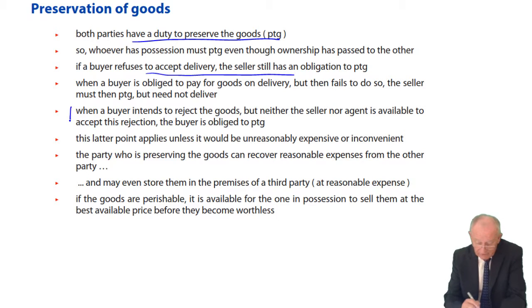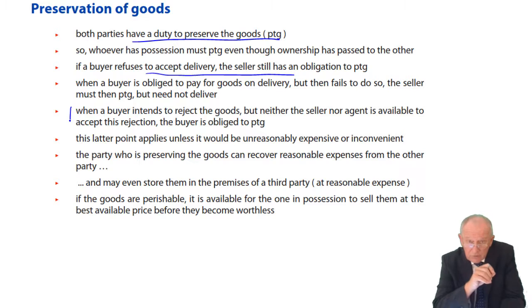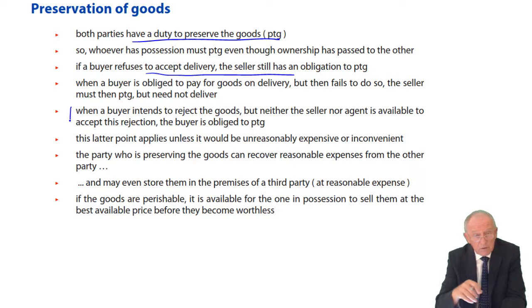When you intend to reject them, but neither seller nor agent is available, it's your responsibility. I've delivered, I've left them, the carrier's disappeared, so he's no longer my agent. I'm not available. You look at the goods, you decided you're going to reject them, but you must still preserve them. You can't simply leave them outside at the mercy of the weather. It's your job. So preservation of goods is essentially the responsibility of the party that is in possession of those goods.